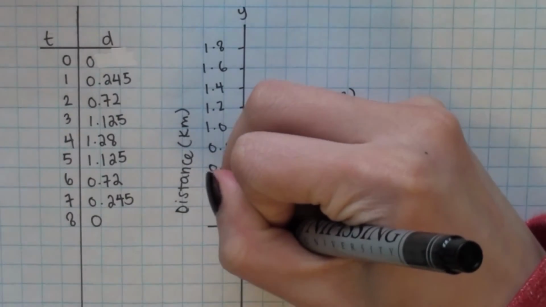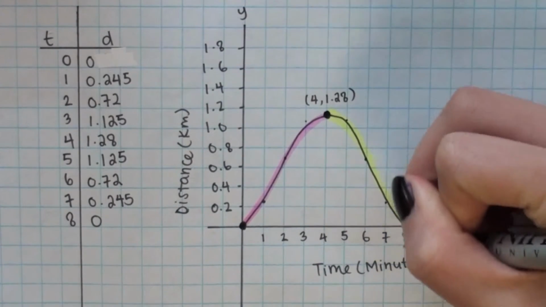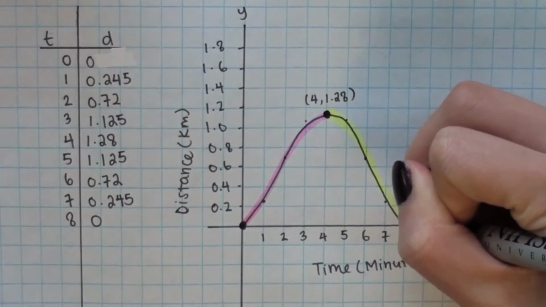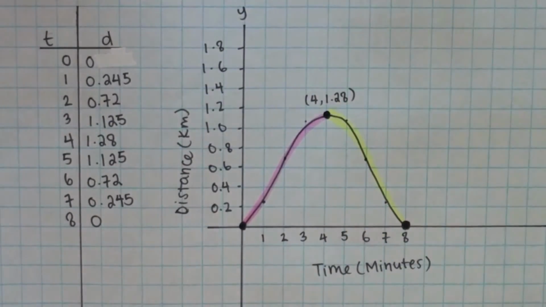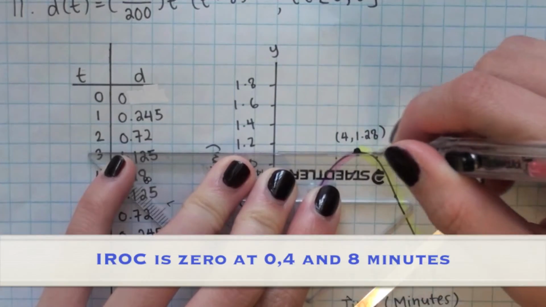The IROC is 0 at 0, 4, and 8 minutes. This is because there is no change in distance. At 0 and 8 minutes, the boat is parked at the dock. At 4 minutes, the slope is 0 because it stops briefly to turn around to go back towards the dock.